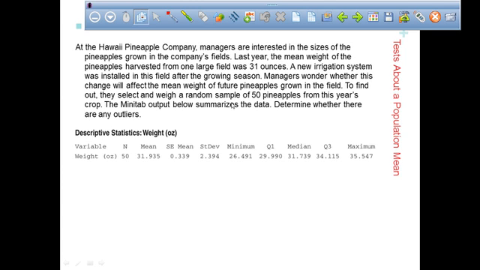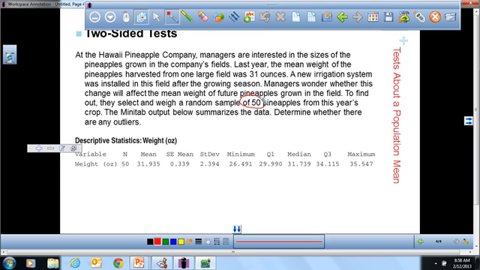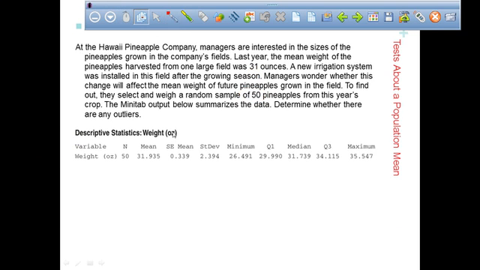The Minitab output below summarizes the data to determine whether there are any outliers. Well, the fact that we took a random sample of 50 means that if n is greater than 30, then we're okay to use the normal procedure. So we don't really have to worry about that condition not being met. They told us that before, so they're assuming that the population is still 31 ounces unless our value differs from our sampling. Just to make sure you can read this, this is n, the number of my sample.